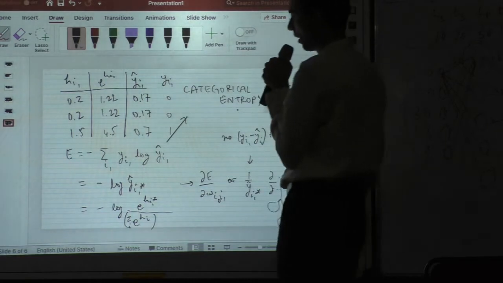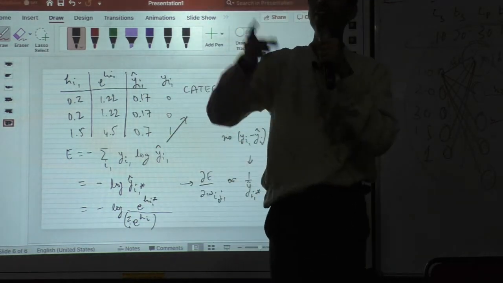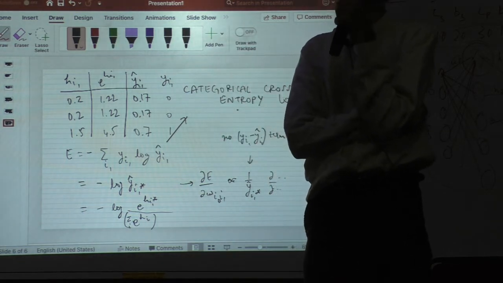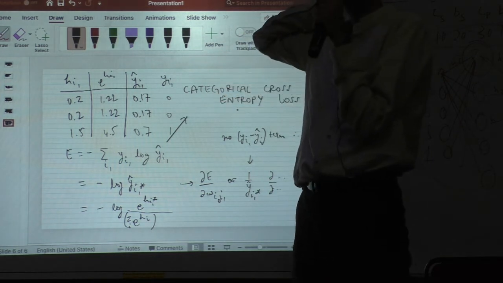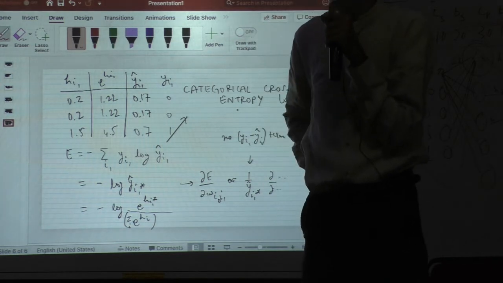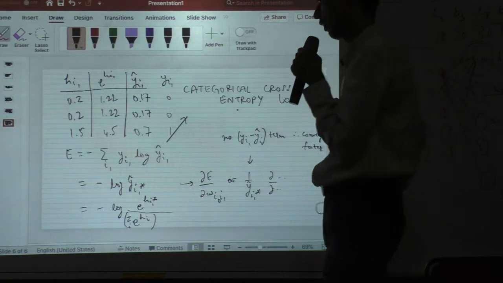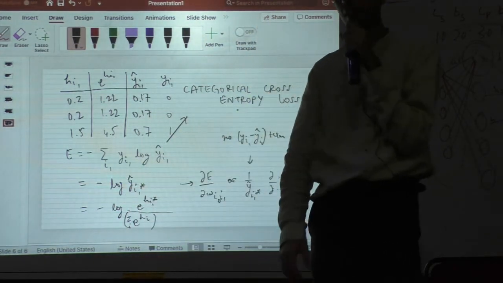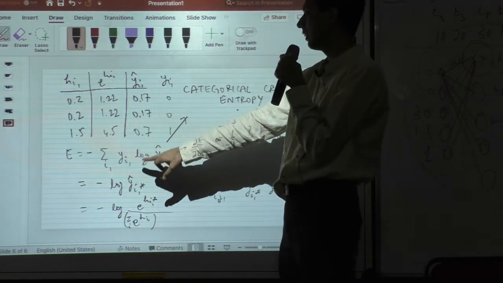And now, what is the value of minus log 0.7? This is log to the base e. 0.15. Okay, so it is minus here, so plus 0.15. Okay, it is 0.15.